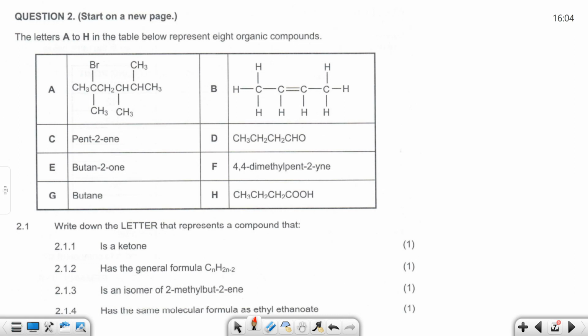Okay. Evening, everybody. So we just walked through the paper quickly. We have all our structures here.